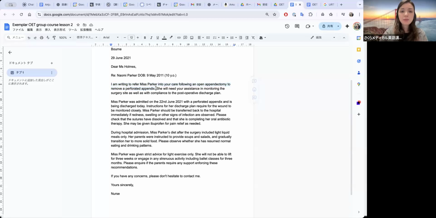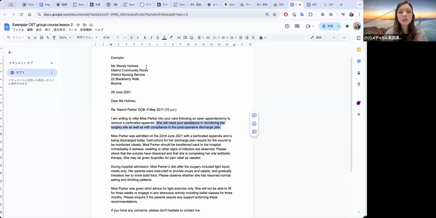And then the second sentence in the purpose paragraph is always going to be the request. So: she will need your assistance in monitoring the surgery site, as well as with compliance to the post-operative discharge plan. And this is written to the community nurse.